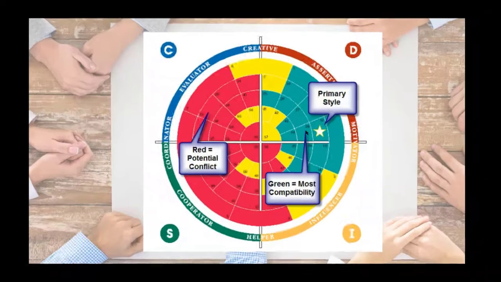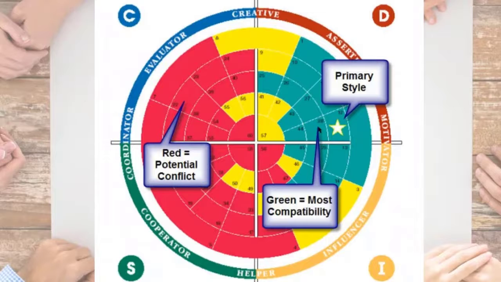It's numbered 1 to 60, so there are 60 different possible variations that you can have. In this case, the star represents that individual. As a standalone, this doesn't really help you because it's not comparing you too much, although what it does say is this is the person's primary style.